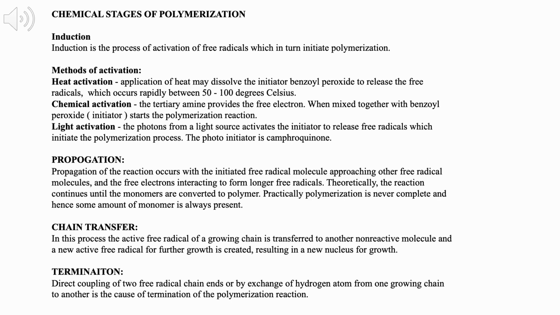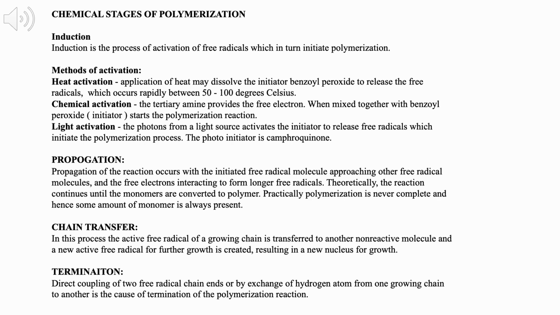Methods of activation. Heat activation. Application of heat may dissolve the initiator benzoyl peroxide to release the free radicals, which occurs rapidly between 50 to 100 degrees Celsius. Chemical activation. The tertiary amine provides the free electron. When mixed together with benzoyl peroxide, initiator, starts the polymerization reaction.